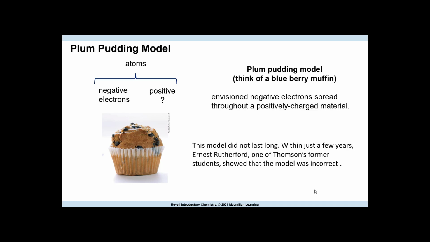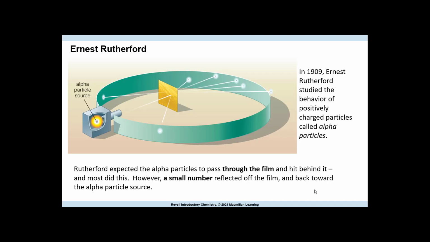He hypothesized that the small negatively charged electrons were spread out through a positively charged substance that was called the plum pudding model. I have no idea what plum pudding is. It doesn't even sound good to me. But your book kind of describes it as a blueberry muffin. I do like blueberry muffins. I can understand what this is. So this is similar to the plum pudding model. The idea that these electrons were scattered throughout this positively charged substance was his idea of how electrons and protons existed together. This idea did not last long, though.